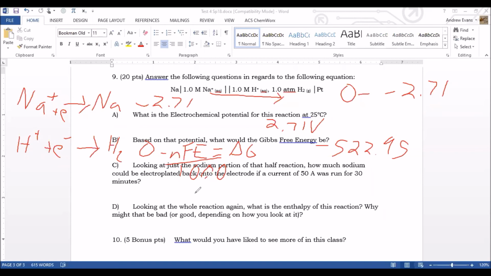I'm going to skip C just to answer D real quick, because this is kind of an interesting one. The delta H for hydrogen plus and hydrogen gas are both 0. The delta H for sodium solid is 0. But the delta H for sodium aqueous is negative 240.1. So the delta H for this whole reaction is negative 240.1, possibly times 2, depending on how you balance this, minus a whole lot of zeros.